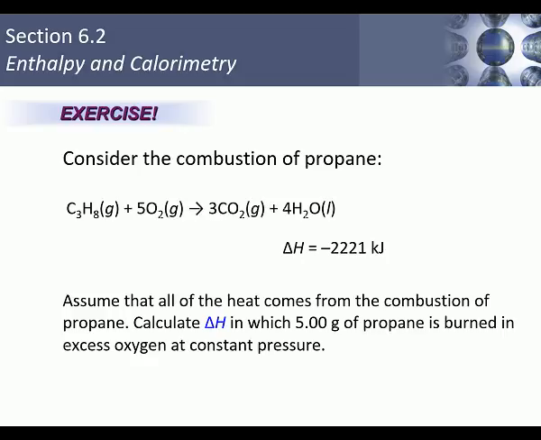Now, again, we're going to use some stoichiometry here. You have 5 grams of propane. You're going to convert that into number of moles, use the mole ratio, and use that value there. I'll pause the video and see if you can come up with the correct answer. We're looking at negative 252 kilojoules.